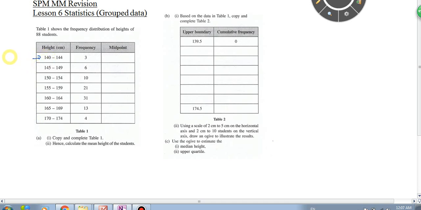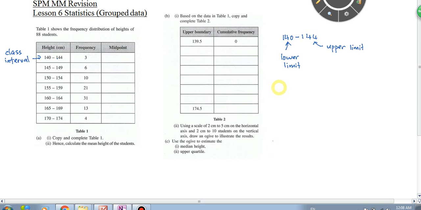So every single group here we can call a class interval. And over here we have 1, 2, 3, 4, 5, 6, 7 class intervals. Okay, and you see 140 to 144. This number 144 we call the upper limit of the class interval, and this will be the lower limit. The same thing, 149 is the upper limit for this class interval, and so on.